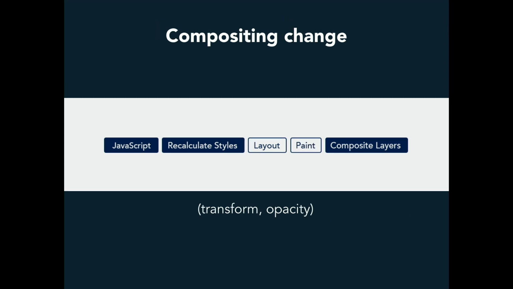And then there is a compositing change. It happens when we change properties such as transform and opacity. And this is the most optimal change because compositing is going to happen anyway if we have more than one layer and it's happening on the GPU. So this is the optimal change. This means that we should use transform and opacity for animations and hover effects.